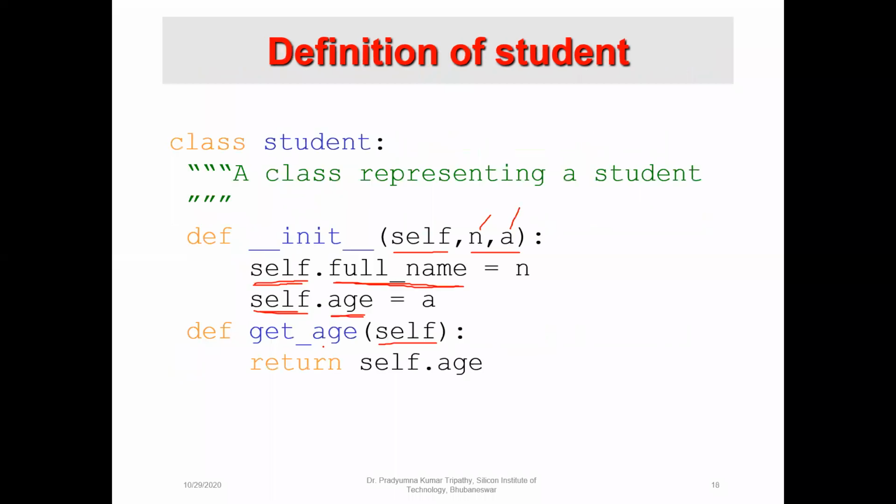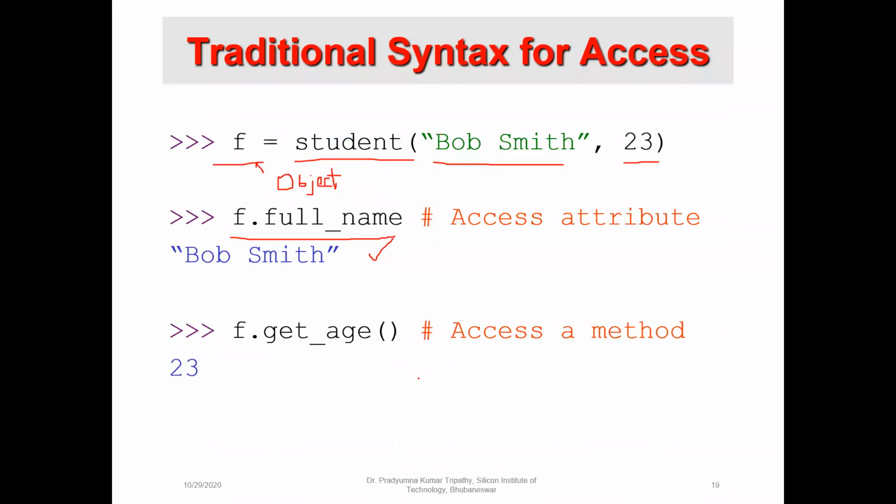F dot get age, just look over here. Get age is a method, so we can access it as f dot get age. So from this, what we can see over here is that we can access the attributes and methods through the object.